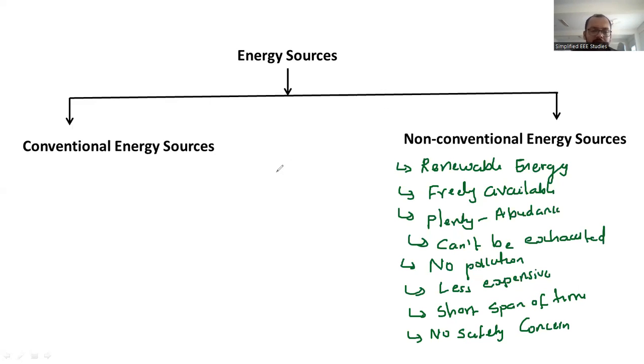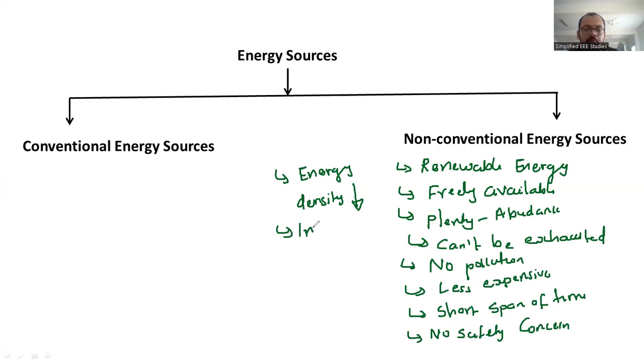The drawback of non-conventional sources of energy: the energy density is very less. That is a major setback or shortcoming of non-conventional sources. What is energy density? Energy per unit area. So that is a major setback of non-conventional sources of energy.